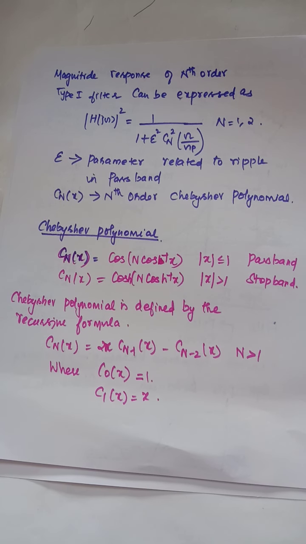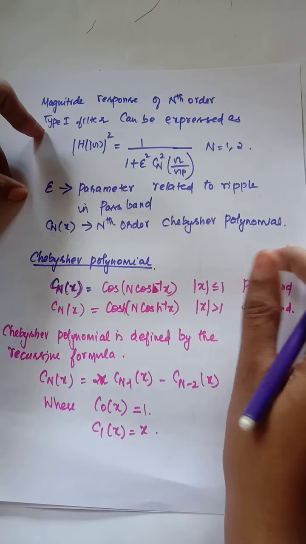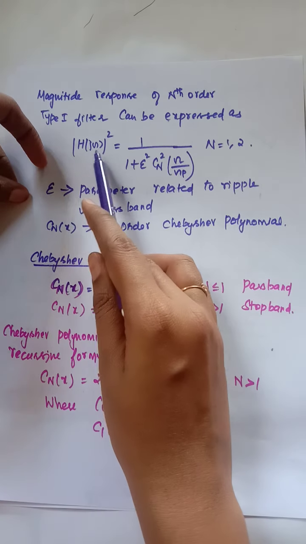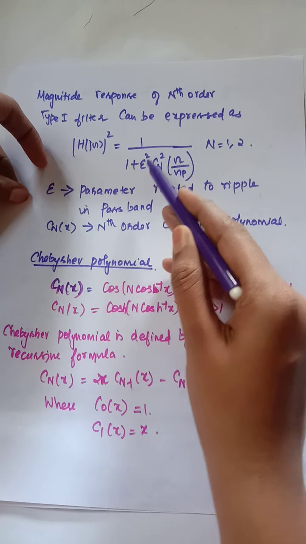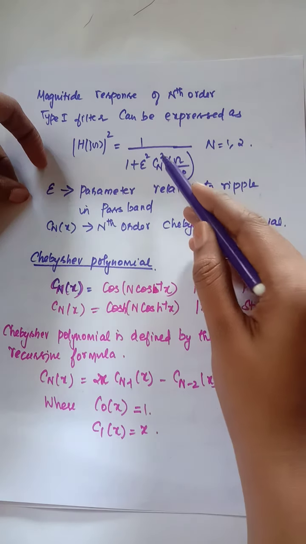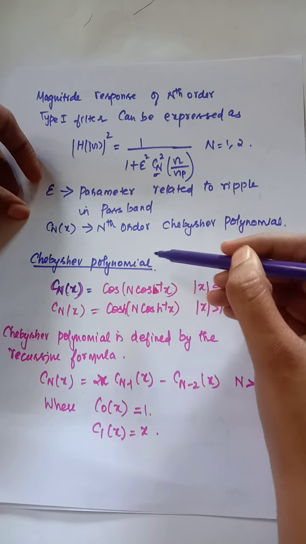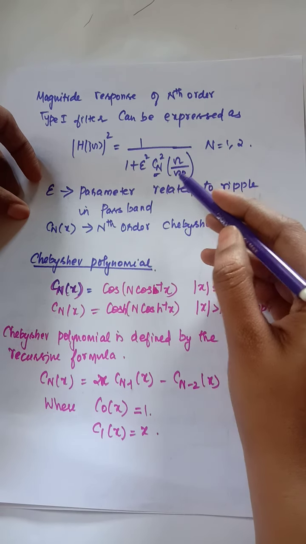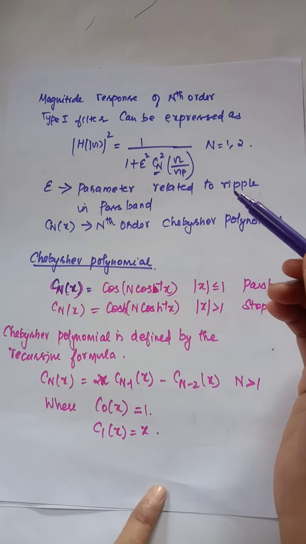So this is your magnitude response of an nth order type 1 filter, and it can be expressed as magnitude of H of j omega the whole square is equal to 1 by 1 plus epsilon square Cn square omega by omega p. This n varies. So this Cn represents the Chebyshev polynomial. Here we are going to write this in Chebyshev polynomial. Later I will say why we are using this Chebyshev polynomial, then only you will understand.